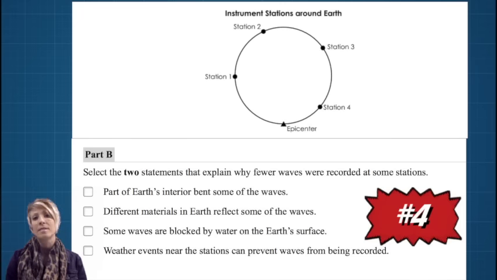Okay, now the second part to this question, part B, says select the two statements that explain why fewer waves were recorded at some stations. So you're going to read these and you're going to pick two that explain why there might have been fewer waves. Now let's review a little bit.